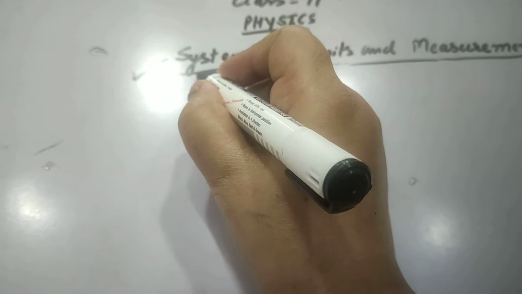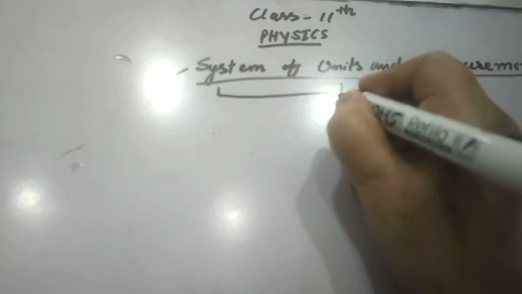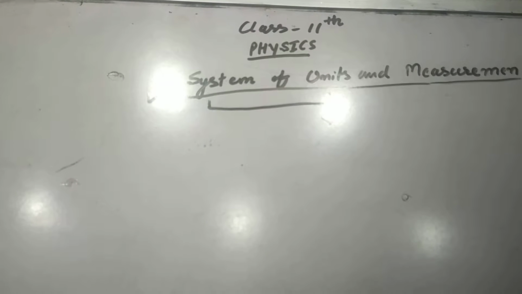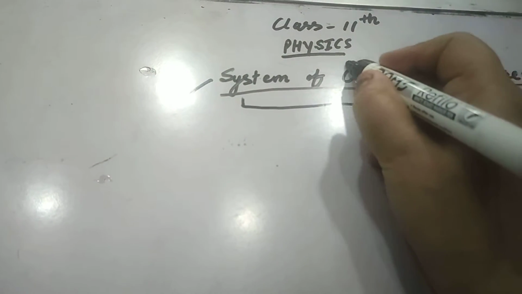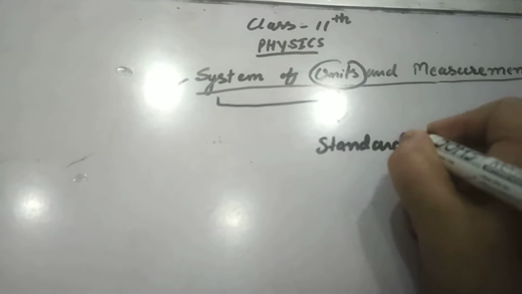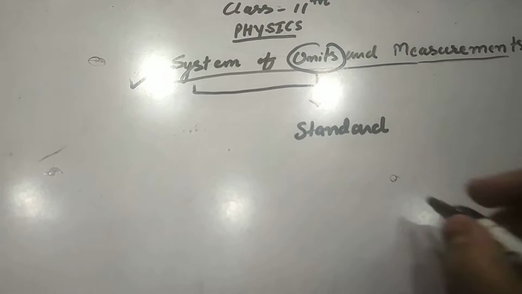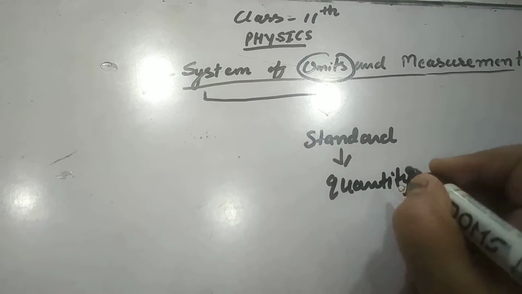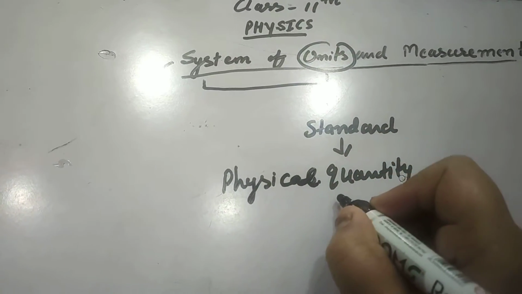Firstly, we will focus on the system of units. Now, what is a unit, and why do we need to measure different kinds of units? Actually, a unit is a standard chosen for the measurement of any quantity. The quantity that we are talking about here is known as a physical quantity.